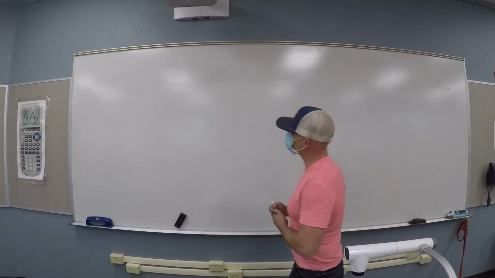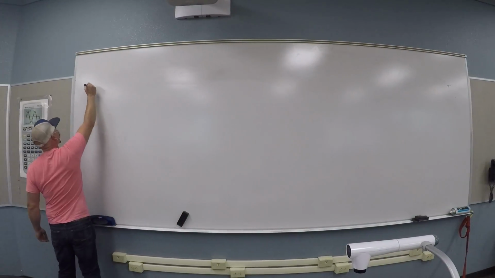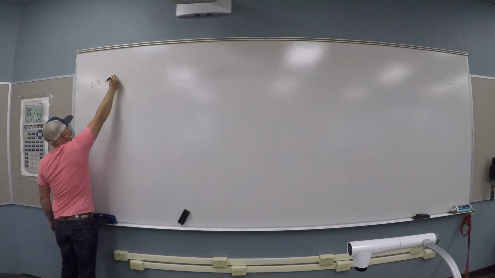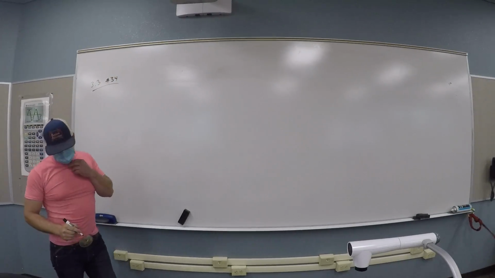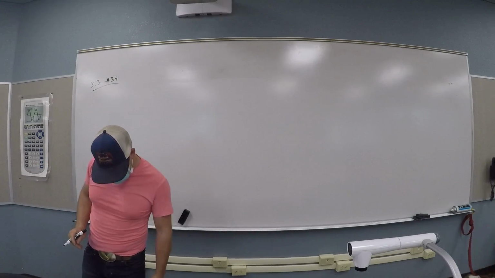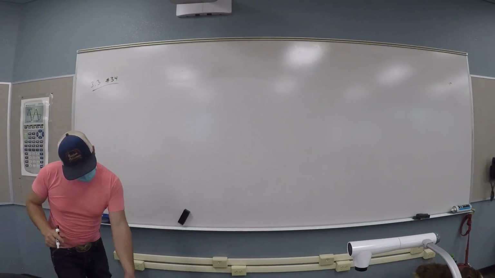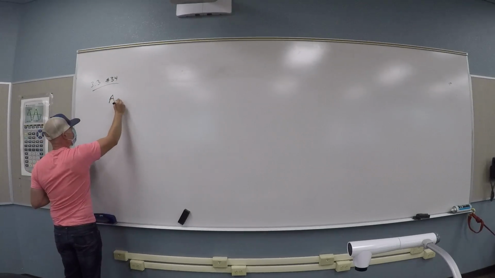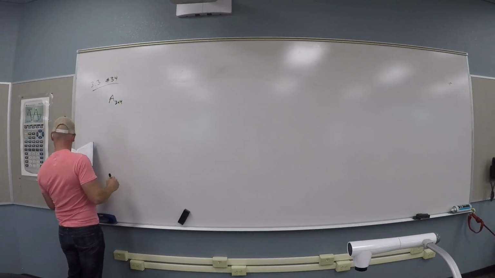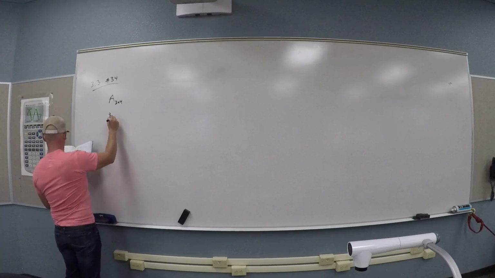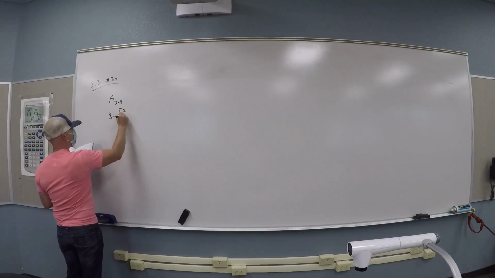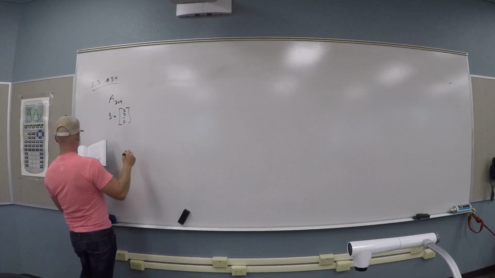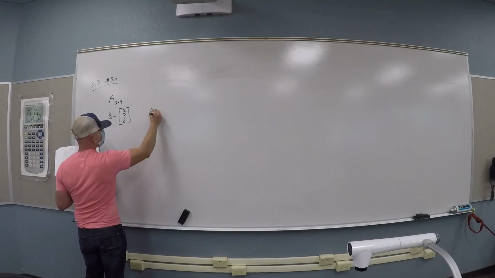Okay, so let's look at 3.3, number 30, which says we need to suppose that we know that the 3 by 4 matrix A has a solution. Okay, so I have A, which is 3 by 4, and I know that it has a vector S that's 2, 3, 1, 0 as the only special solution to AX equals 0.